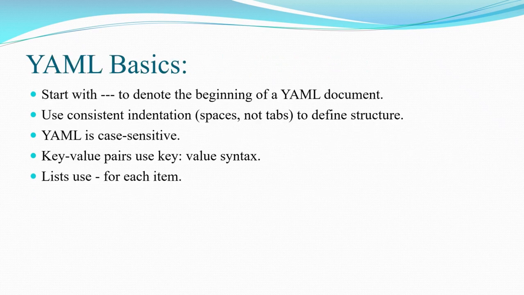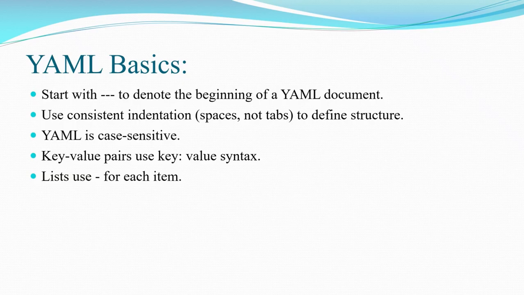In this slide, we will understand some basics of YAML. YAML means Yet Another Markup Language. Every YAML file usually starts with three hyphens to indicate the beginning. Indentation is very important and we use spaces only, not tabs. YAML is case sensitive. It uses key value pairs written as key colon value. Lists are represented using hyphens. These rules help structure the playbooks properly.